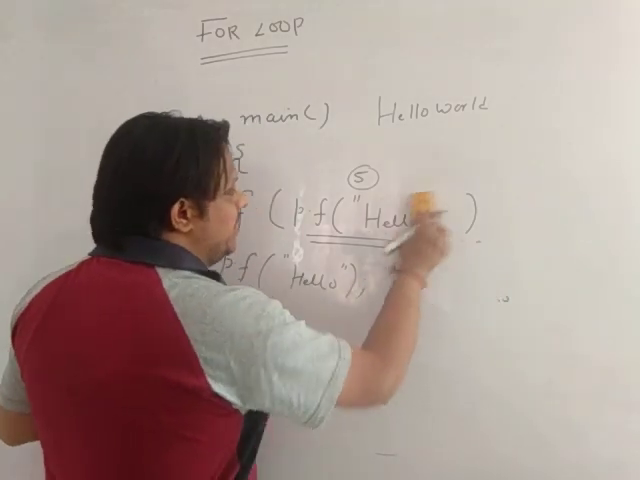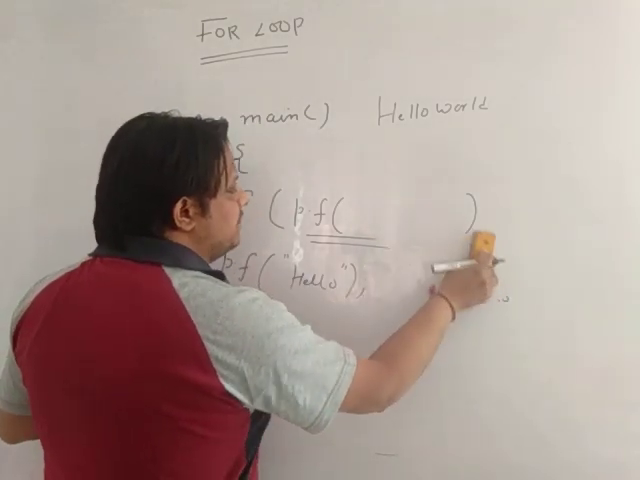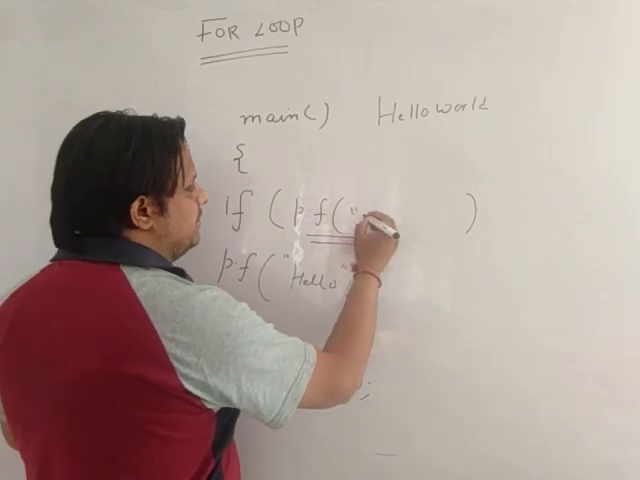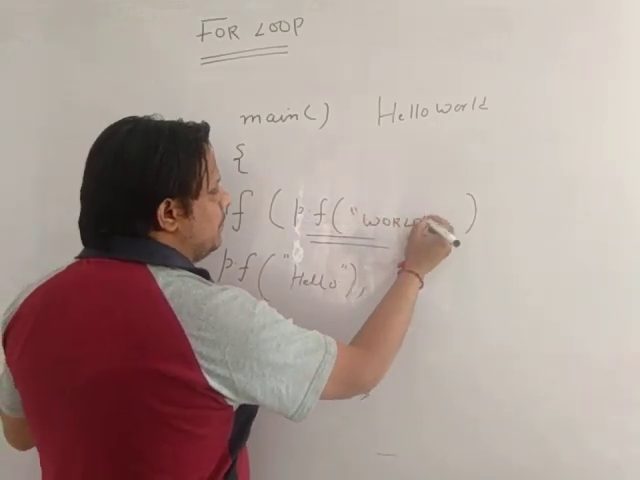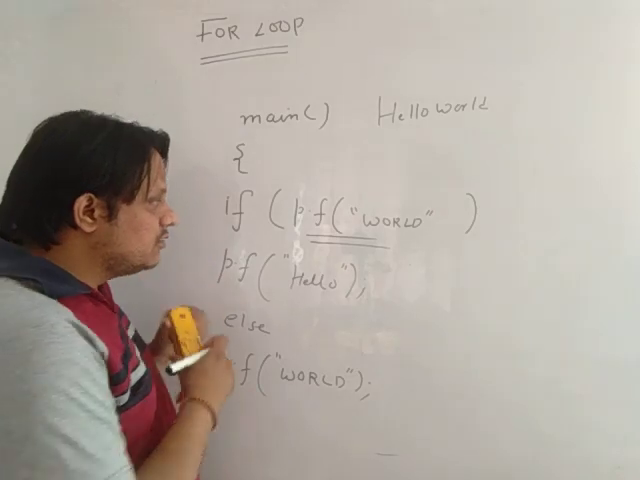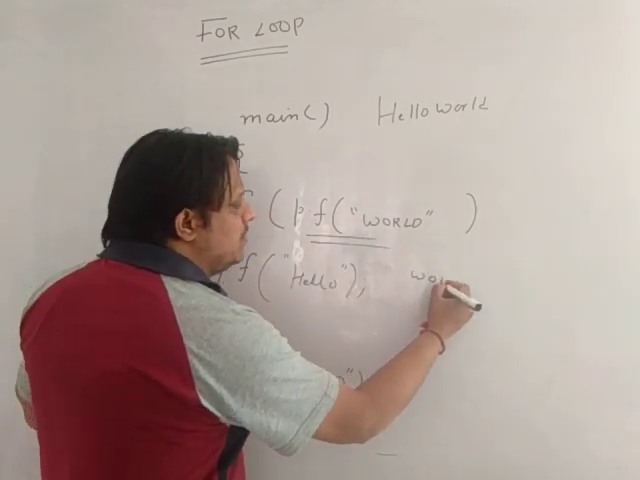Now similarly, if I write printf world, what should be the output? It should print world first, it will print world.